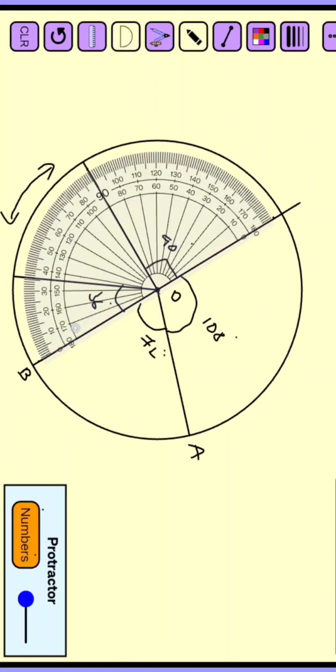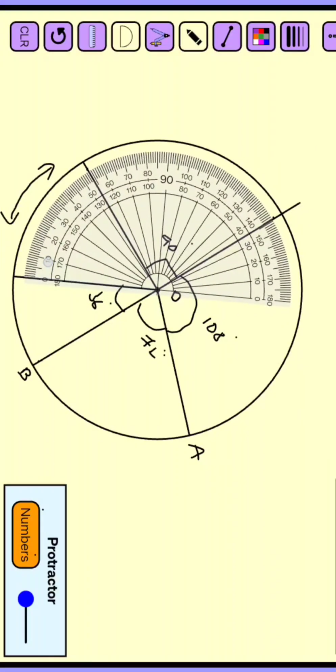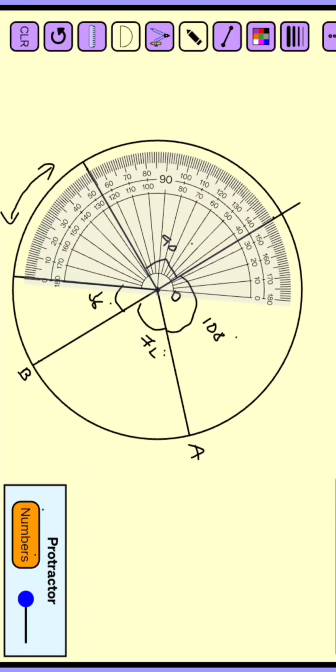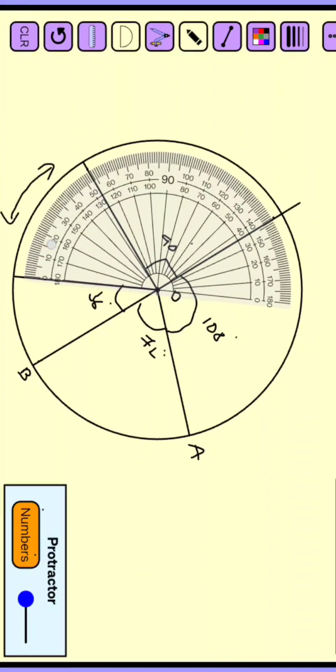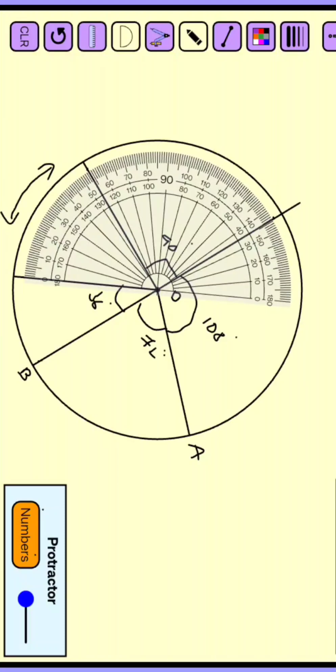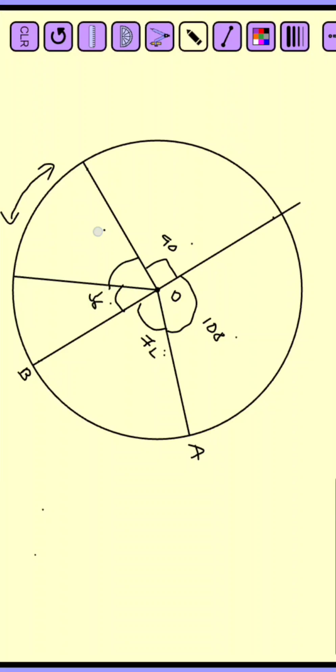Again, if you see this, approximately 54. Can you see that? The remaining part only. Yes, sir, we are getting 54. See here, 54. Got it? So this is how much? 54 degrees. Clear?